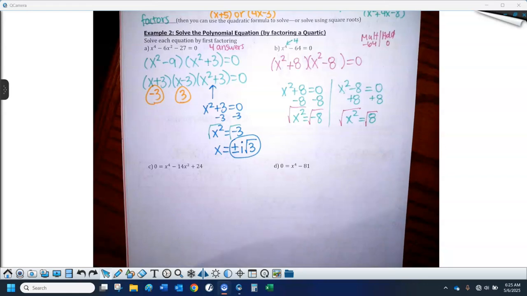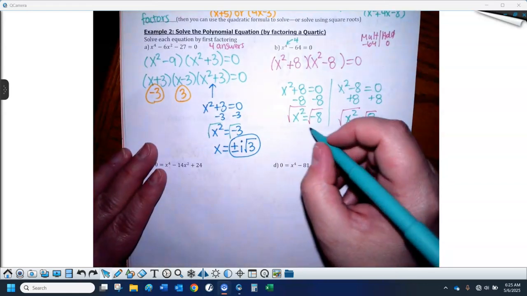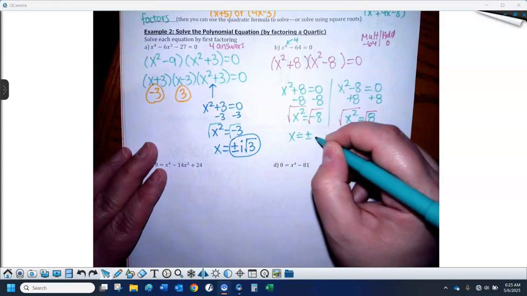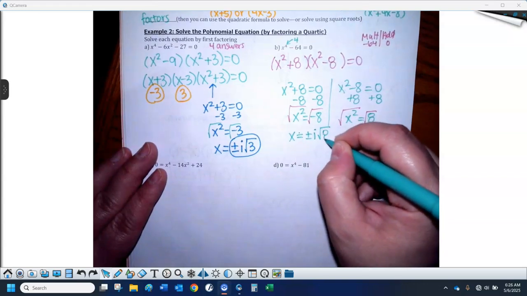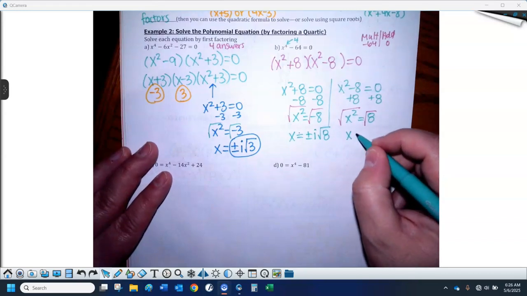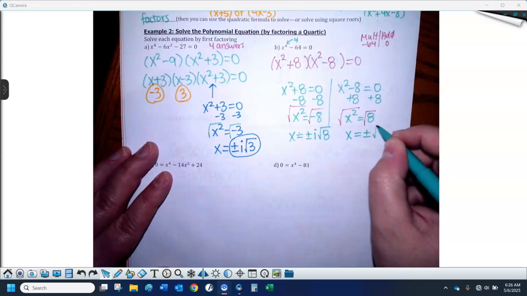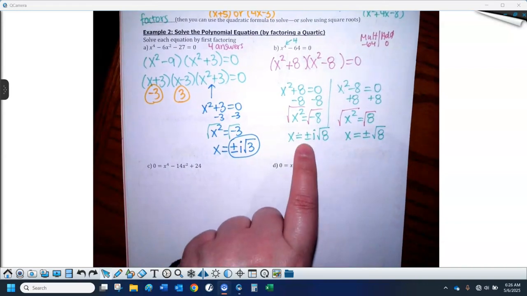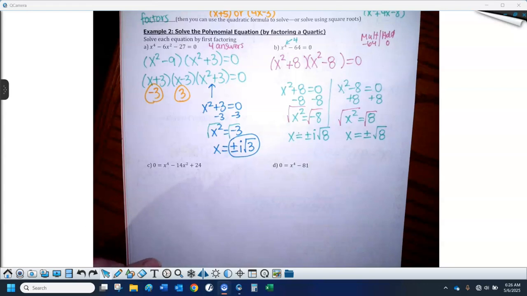And the one on the left side, we've got a negative. So I'm going to write my plus minus i radical 8. This one over here would be plus minus just plain square root of 8. So these 2 answers are real. These 2 answers are imaginary, and then we've got to do a little work here because we can break down 8 under a square root, right?